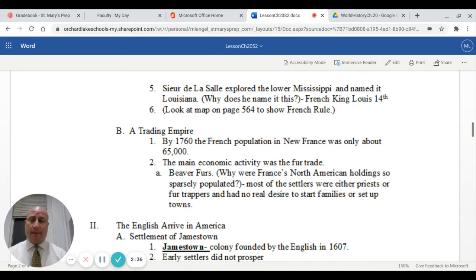One of the things that you have to really understand about the French holdings in North America is that they were mostly there as priests trying to create converts or as fur trappers. They really didn't have a strong desire to start families, set up towns. The French were really here for more economic reasons rather than to pursue creating a long-standing settlement.